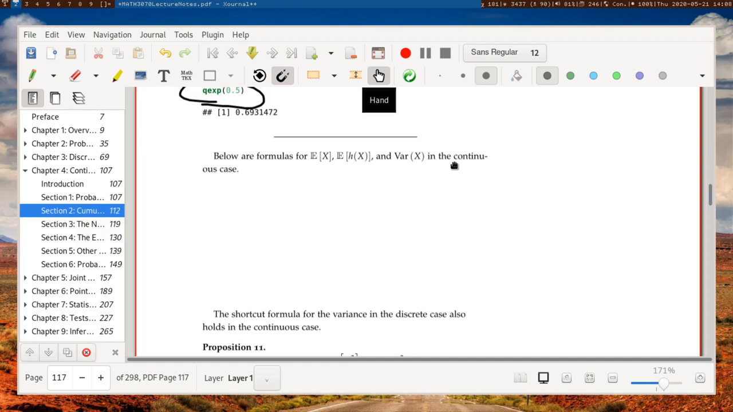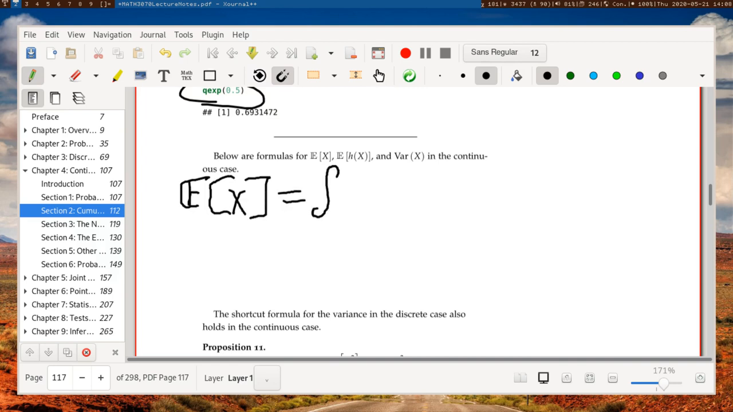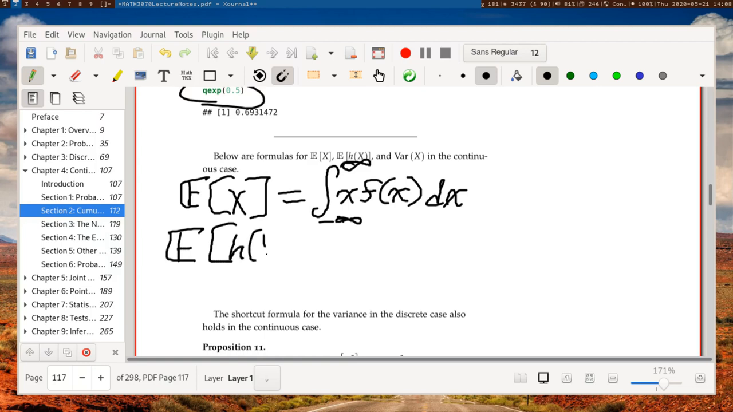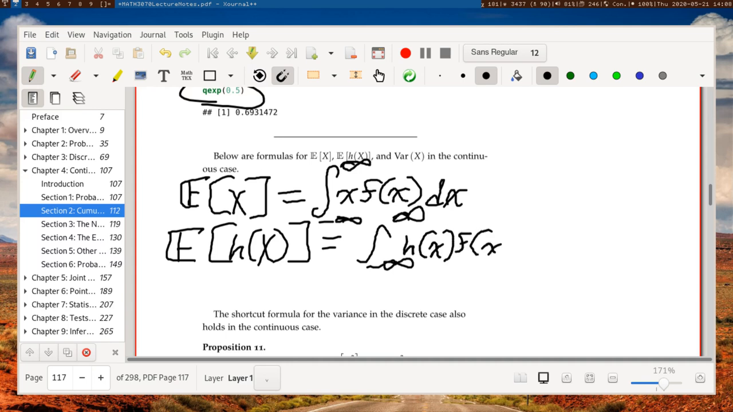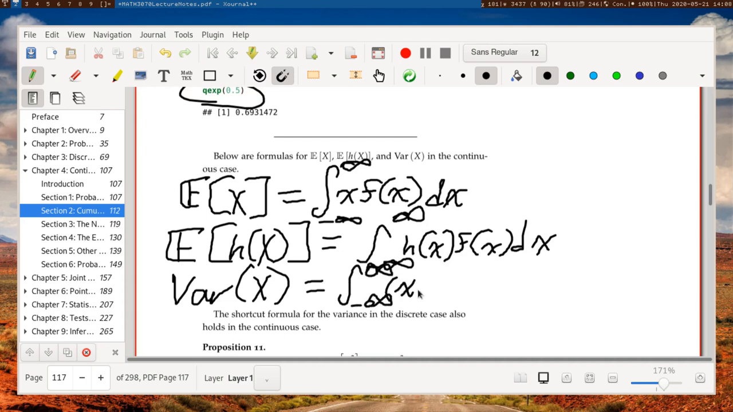So that means that the expected value for a continuous random variable X is going to be the integral from negative infinity to infinity of x f(x) dx. For some function h of x, you have the integral from negative infinity to infinity of h(x) f(x) dx. And the variance of X is going to be the integral from negative infinity to infinity of (x minus mu) squared f(x) dx. As a reminder, the expected value of X is often referred to as mu.